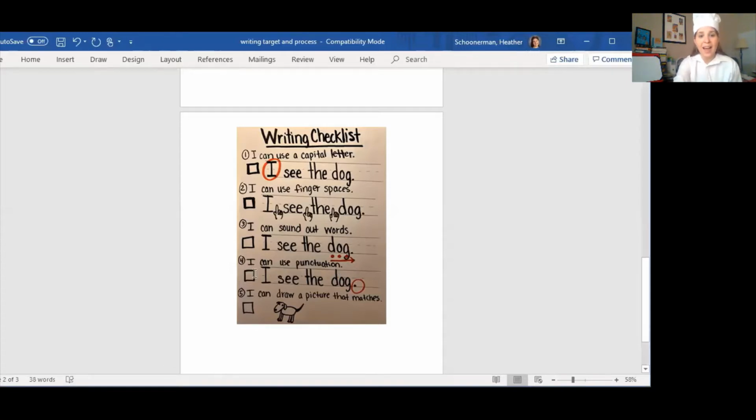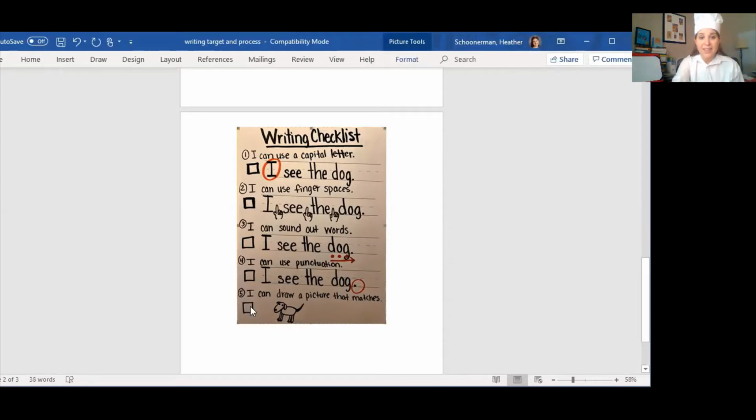Number four, I can use punctuation. That just means adding a period. Sometimes if you're asking a question, you add a question mark. Or if you're really excited or someone is shouting about something, then an exclamation point is what you put at the end of the sentence. But a lot of times we just use a period, and it just means we finished our thought.